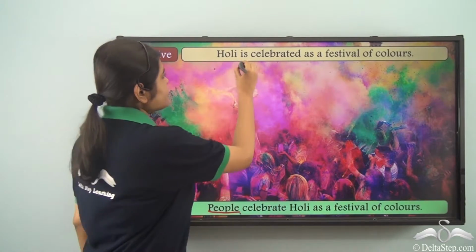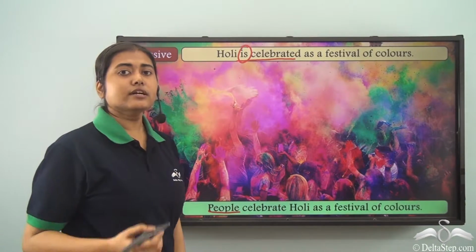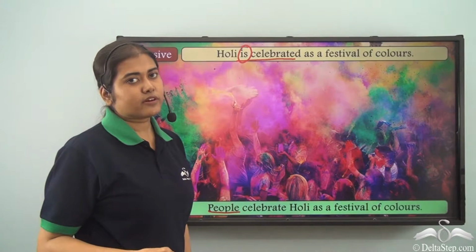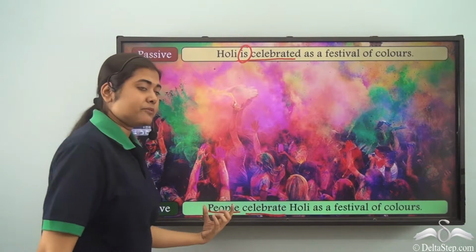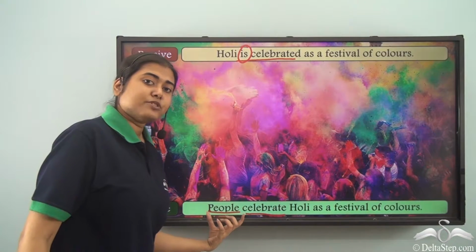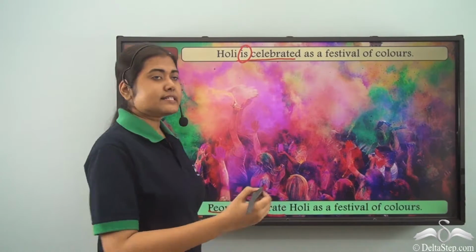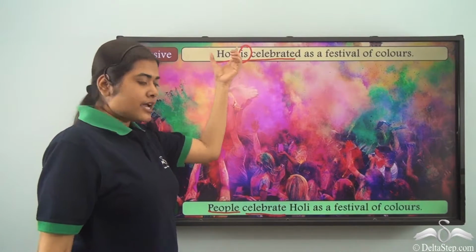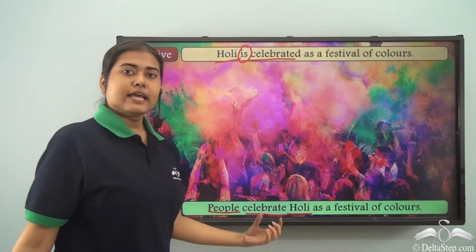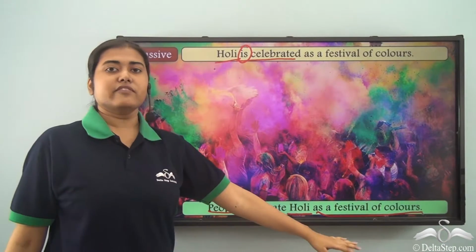Then we can change the verb form. Is celebrated. Is tells us that we need a simple present tense form of the verb celebrate, which will be celebrate, because we have taken people as our subject. So the subject becomes plural. So we need a plural verb. Then what is celebrated? Holi. So Holi is the subject here in passive voice. It will become the object in the active voice. And then the rest of the sentence, as a festival of colors, is written.